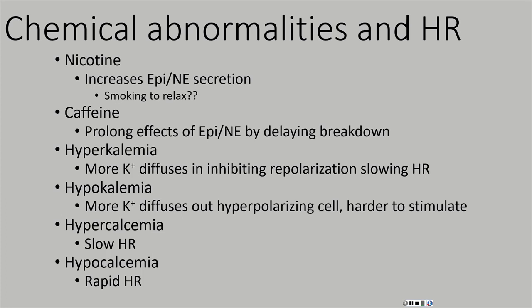Hypokalemia, if there's not enough potassium, then more potassium is going to diffuse out of the cell. And this is going to hyperpolarize the cell. And if the cell is hyperpolarized, it makes it harder to reach threshold, which makes it harder to stimulate into a full action potential, also slowing down the heart rate. So both hyperkalemia and hypokalemia will slow the heart rate, but they do it two different ways.